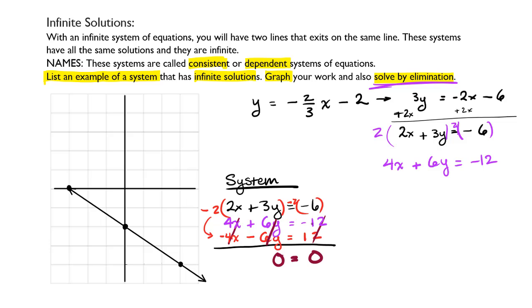But what if I decided I wanted to add 2 to both sides? Well, I can do that. So then I get 2 equals 2. Well, that's true. Guess what? You can do that however many times you want to, infinitely many times, and all of these statements will be true. This is why we solved by elimination and got infinite solutions.